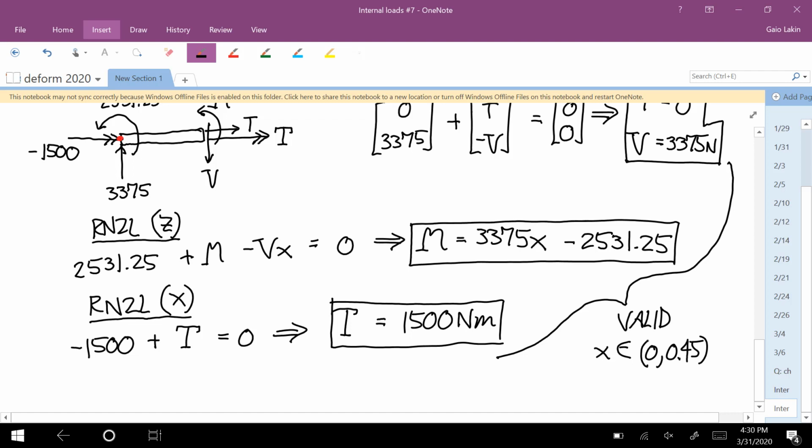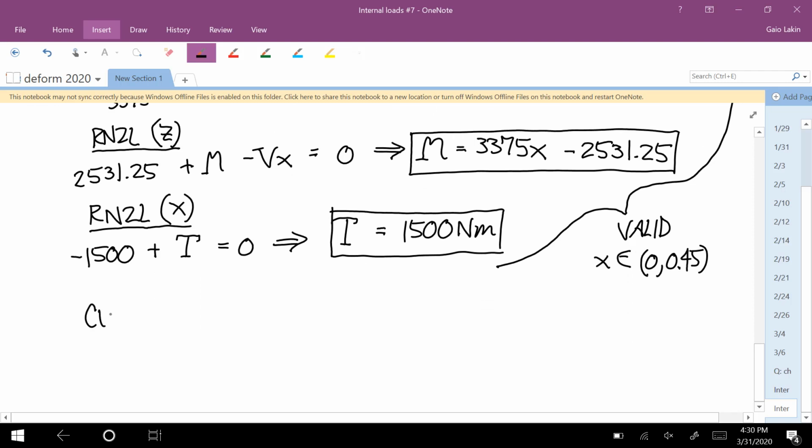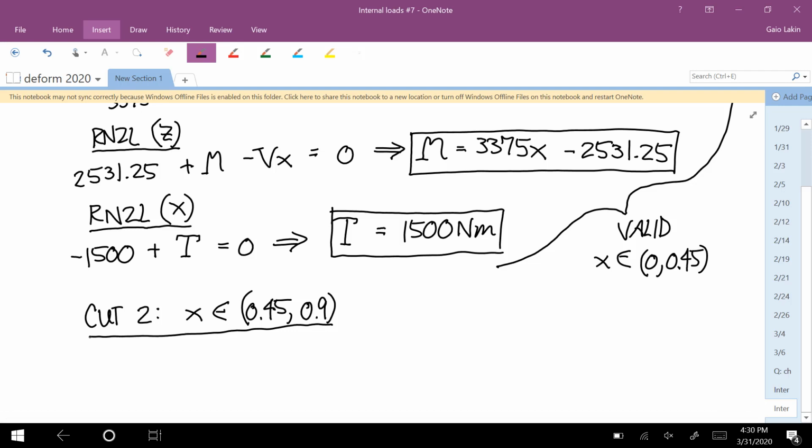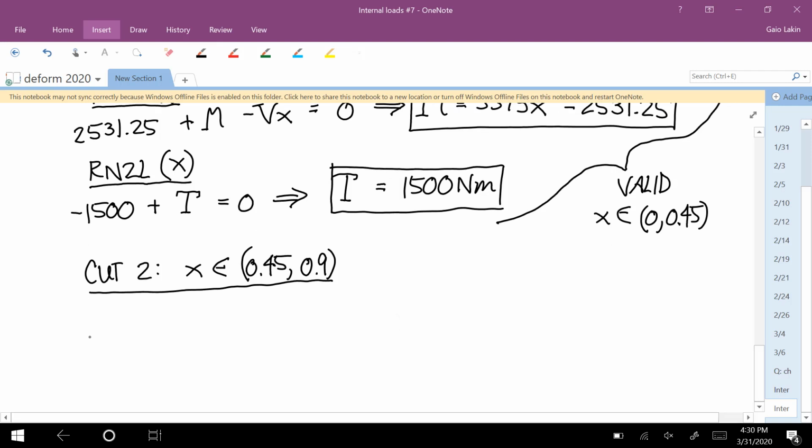And now we have to do the one where we're inside the distributed load. So cut 2. This one is representing x values that start at 0.45 and go to 0.9, okay? But you have to remember that each x value just represents a location of the right end of that beam. Our free body diagrams always go all the way from the left end. So we're still going to start all the way at the left end of the beam, but now our free body diagram includes whatever happens at the middle and a little bit past that.